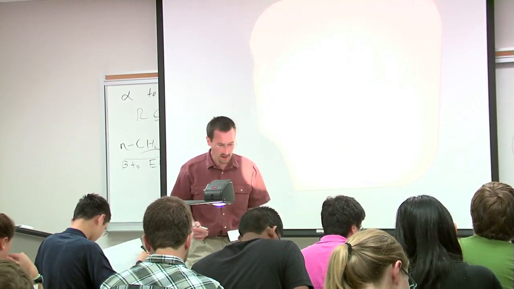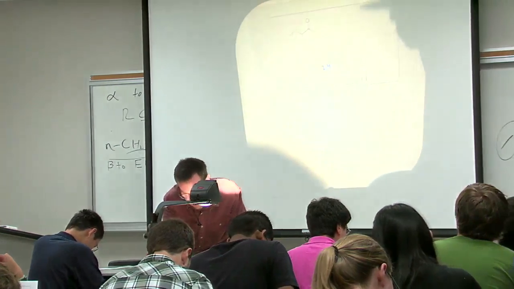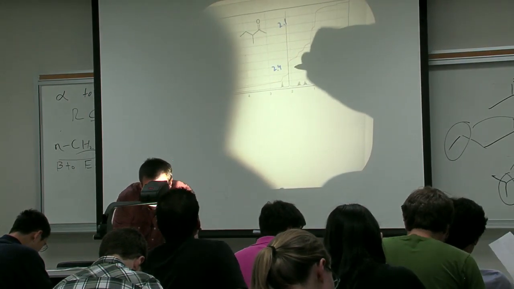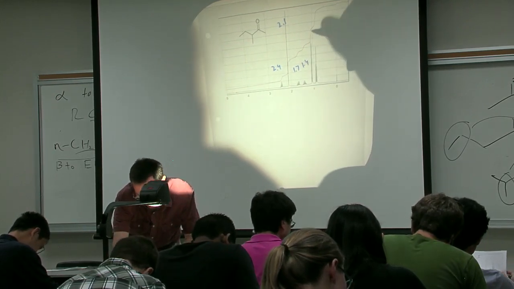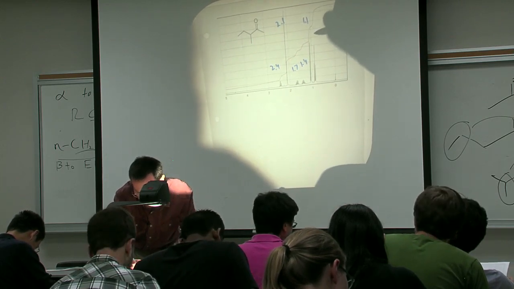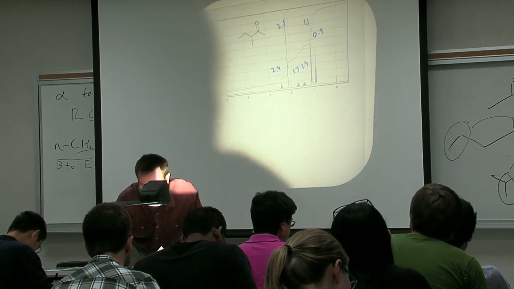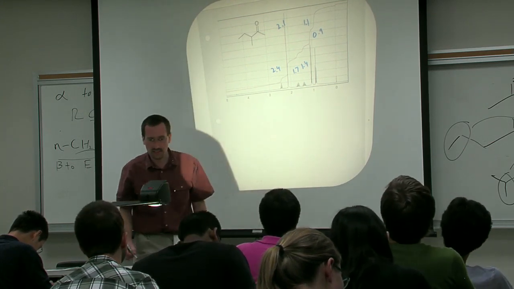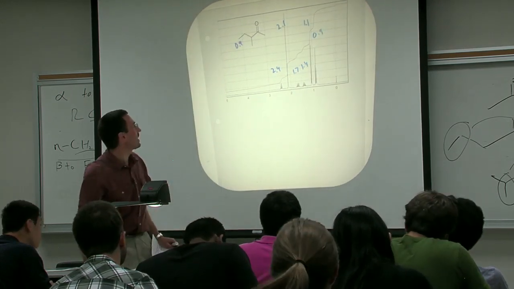All right, so let's see how we're doing. I see a peak at 2.4 ppm, a singlet at 2.1, a multiplet at 1.7, a multiplet at 1.4, a doublet at 1.1, and a triplet at 0.9. All right, you start with the triplet, that's easy. We're doing pretty good there.